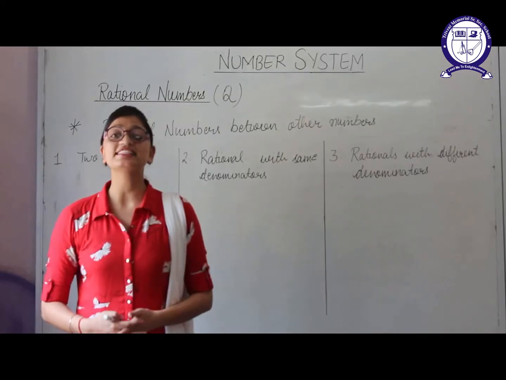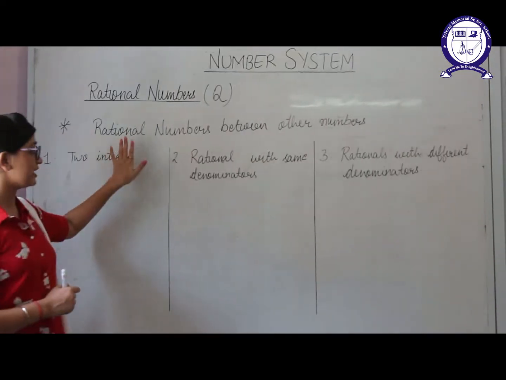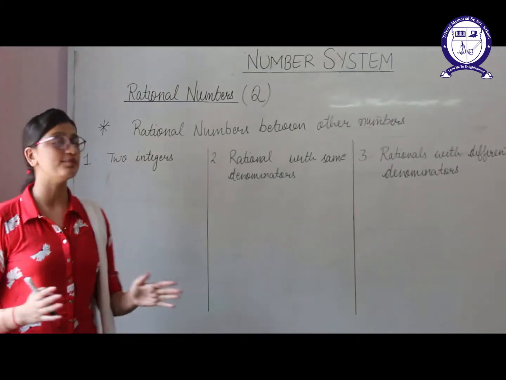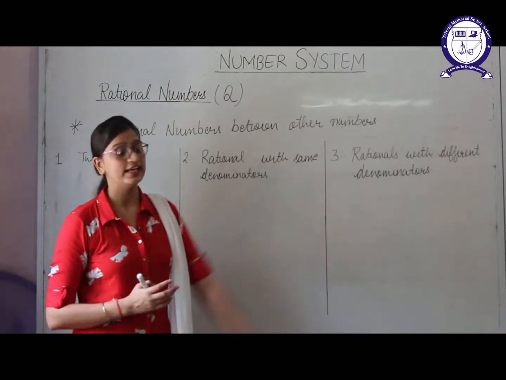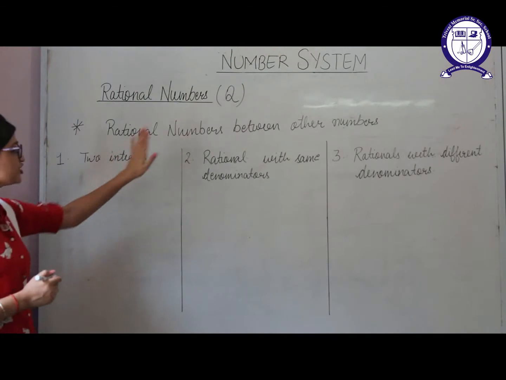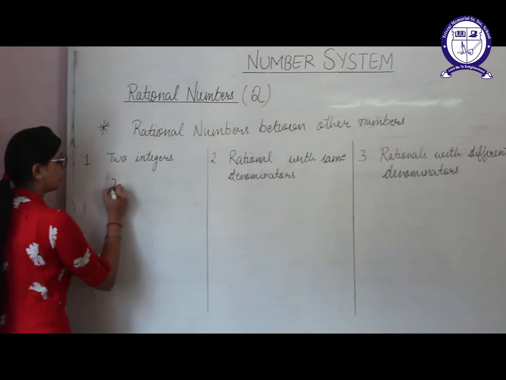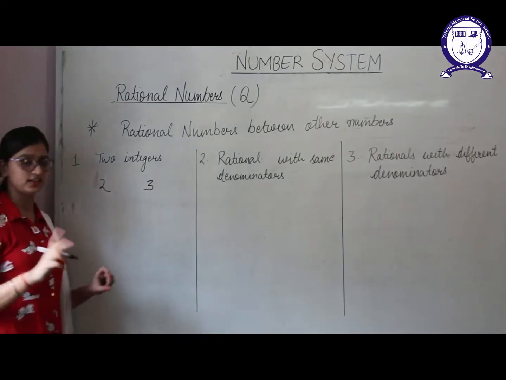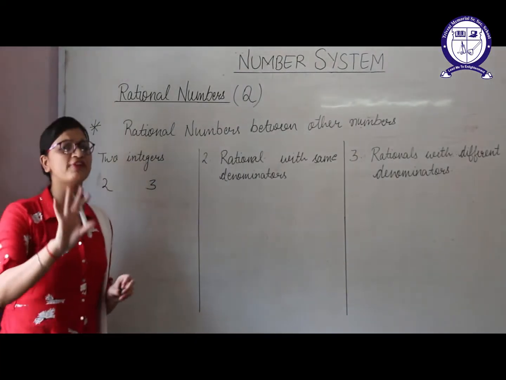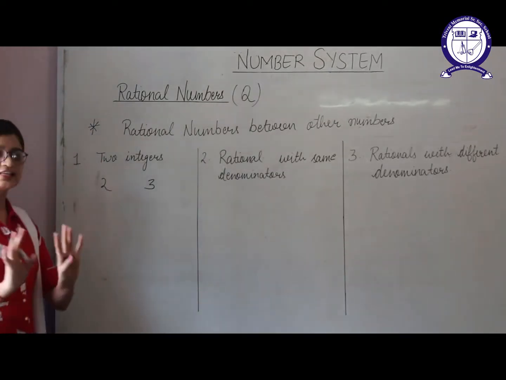In this chapter, in the very first exercise we have questions like this, where we need to find rational numbers between other numbers. These are in three categories. The first one is rational numbers between two integers. For example, we are given 2 and 3, two integers, and we need to find like five rational numbers between them. So it's a very simple procedure.